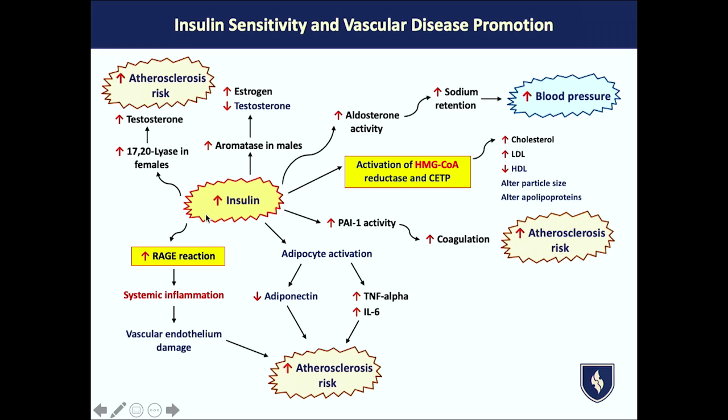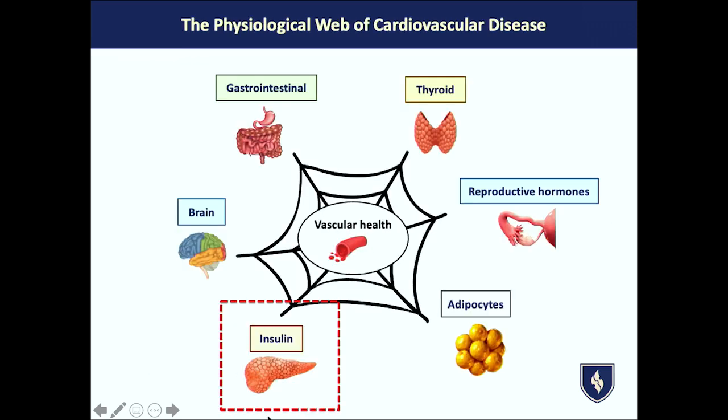Now, insulin will increase aldosterone activity and cause sodium retention, so blood pressure levels can go up. It'll alter cholesterol ester transfer protein and HMG-CoA reductase to increase total cholesterol, increase LDL, decrease HDL, and alter particle size where the smaller particle numbers go up. It alters apolipoproteins where the B1 levels go down and A1 levels go up. So all the things that promote atherosclerosis risk. So this is the insulin part of the web.